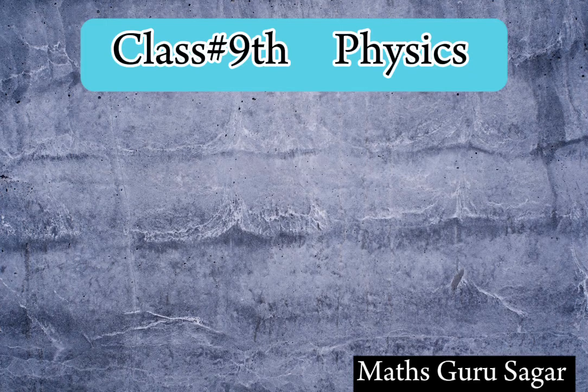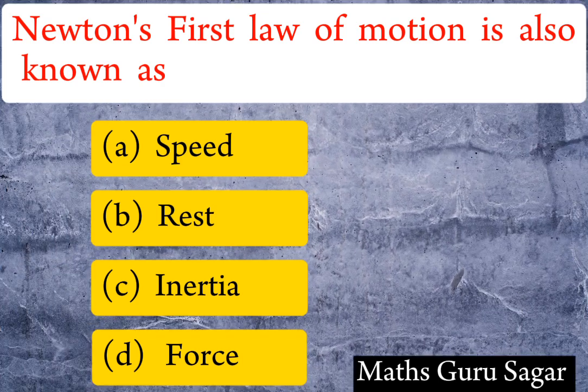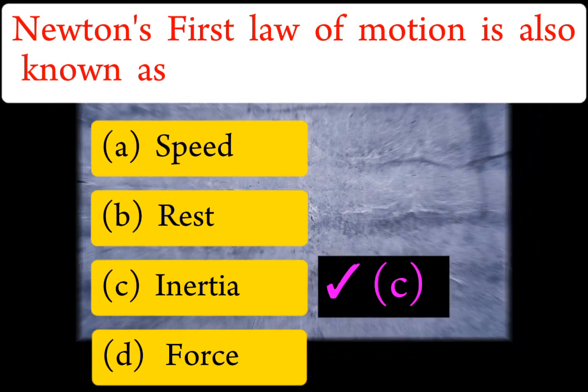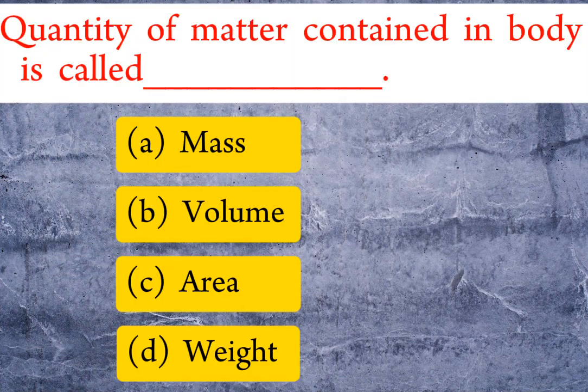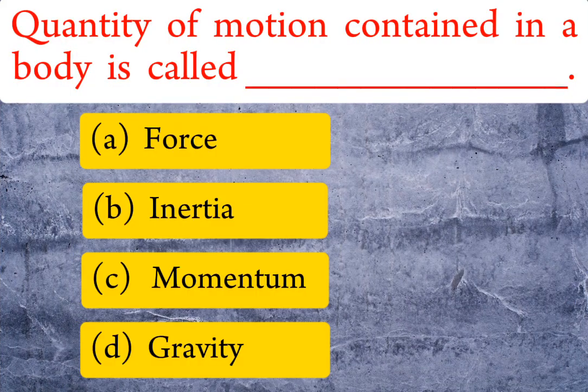Class 9th Physics, Unit 3 Dynamics. All MCQs questions. Newton's first law of motion is also known as: a) speed, b) rest, c) inertia, d) force. Quantity of matter contained in a body is called: a) mass, b) volume, c) area, d) weight. Quantity of motion contained in a body is called: a) force, b) inertia, c) momentum, d) gravity.